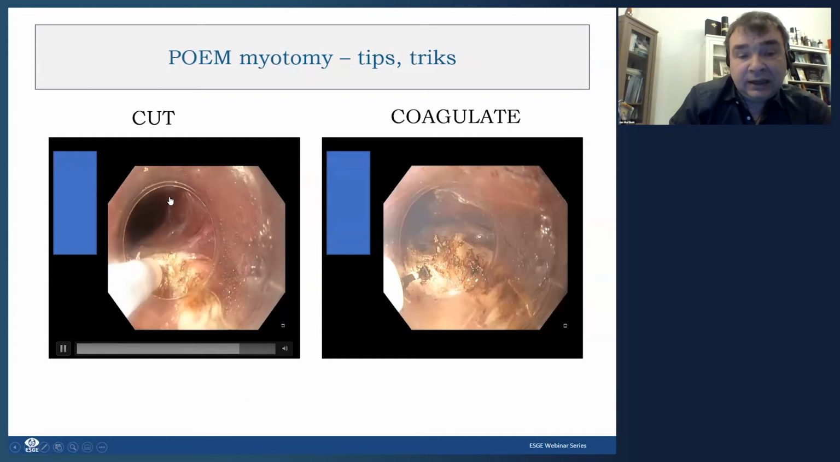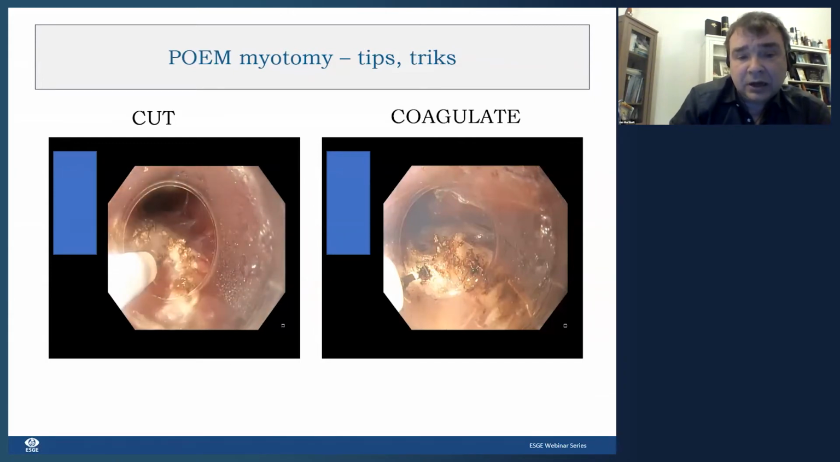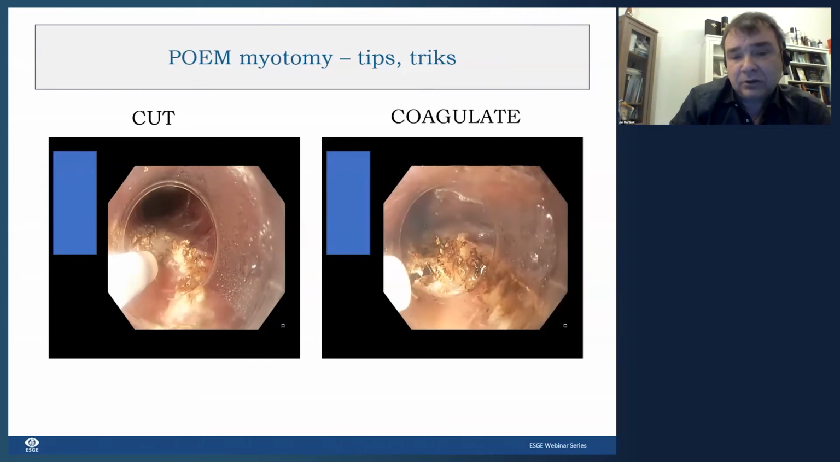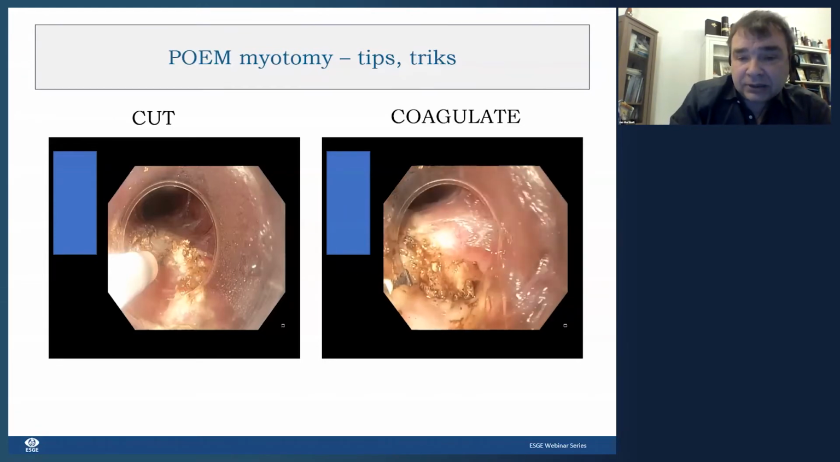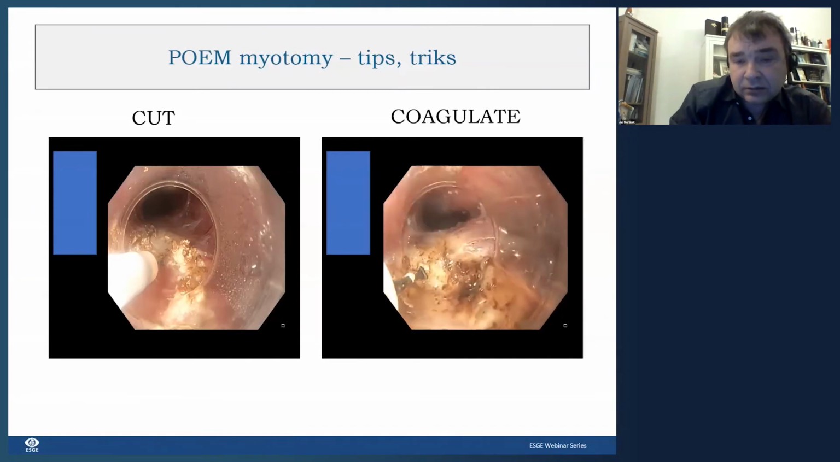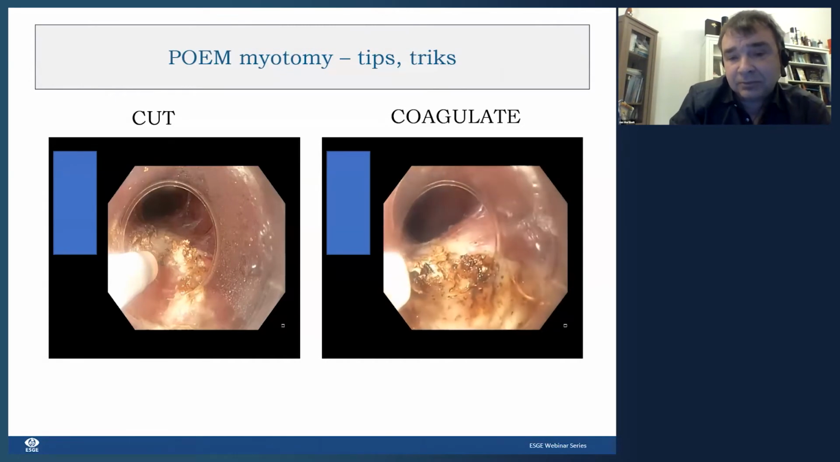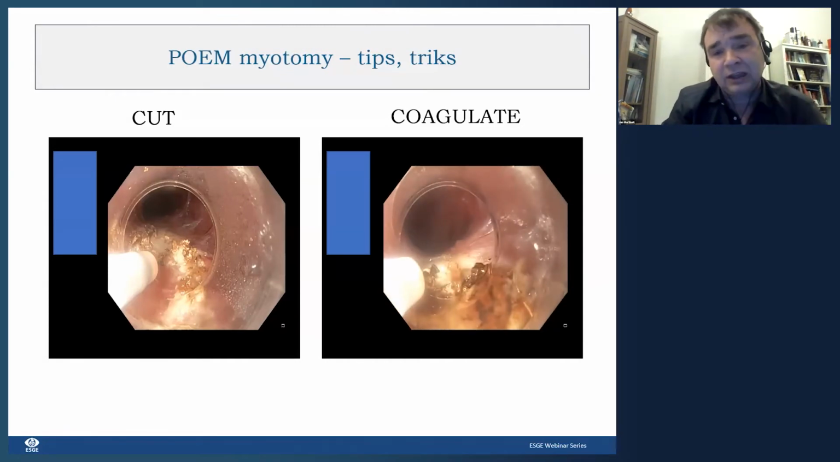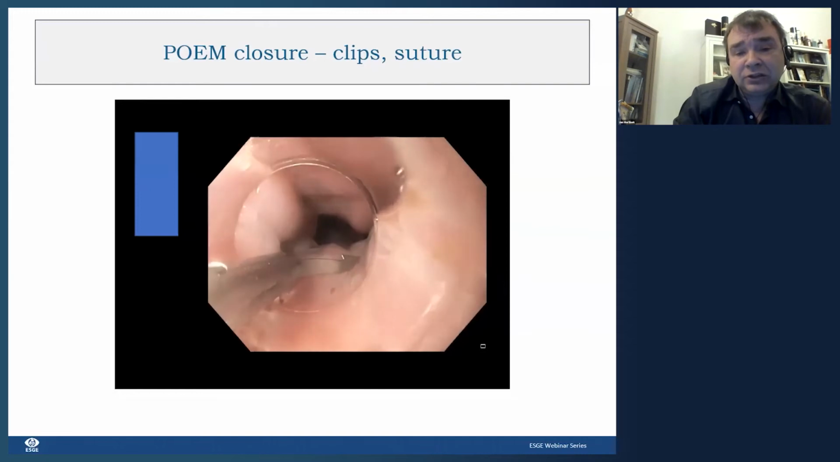And the second technique, also used by many endoscopists, is coagulation, which will be seen in the second video here. So I am not cutting the muscle, I am approaching with my knife and coagulating. I think both techniques are possible, and sometimes I also use this coagulation technique, especially if there is not enough space in the tunnel.